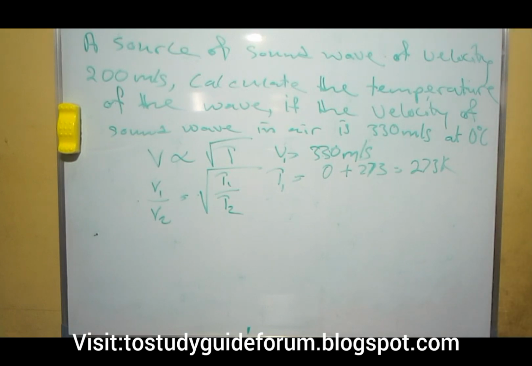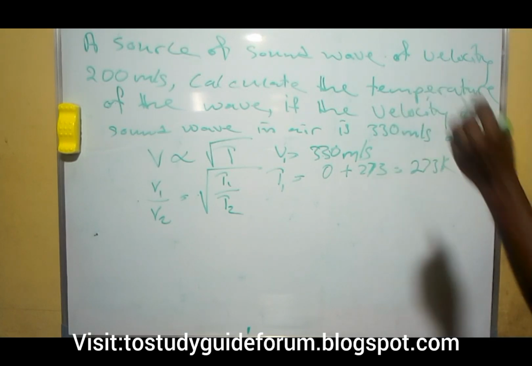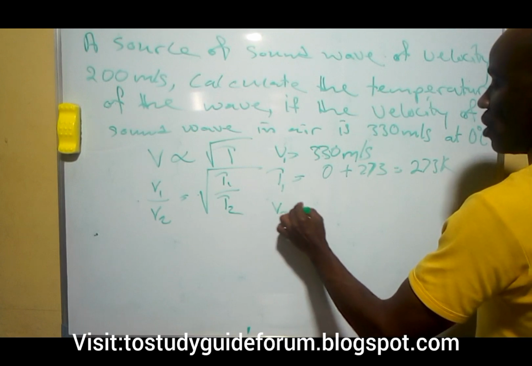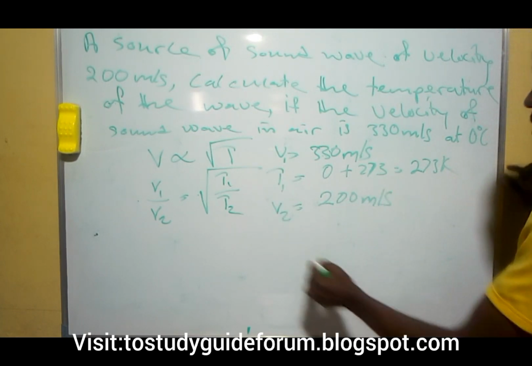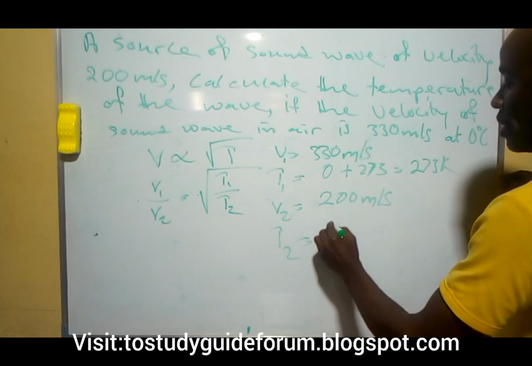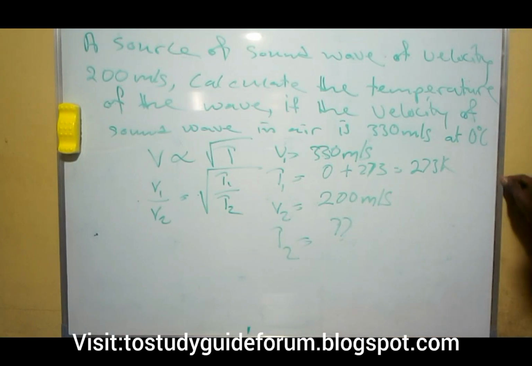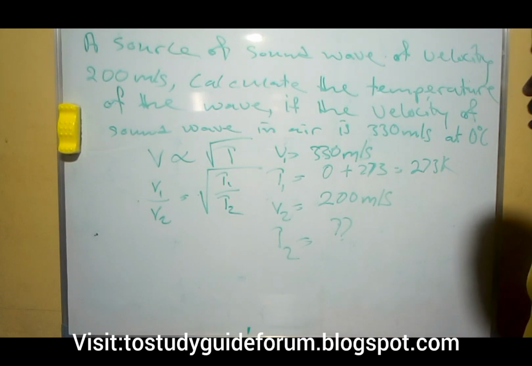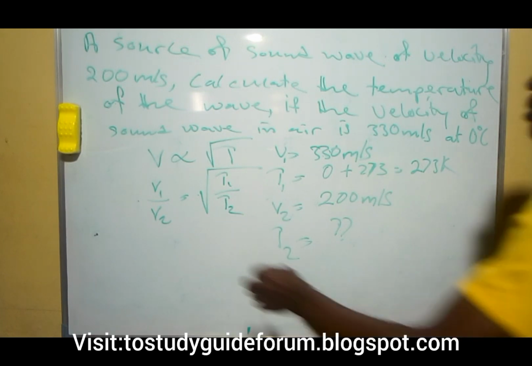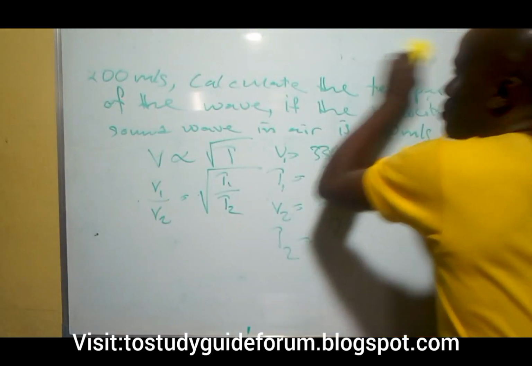Now the second velocity is 200 meters per second, and in this case the second temperature is what we don't know. We don't know this temperature. So what we're going to do now is use this relation to get the temperature in question. So by doing that, we can substitute.